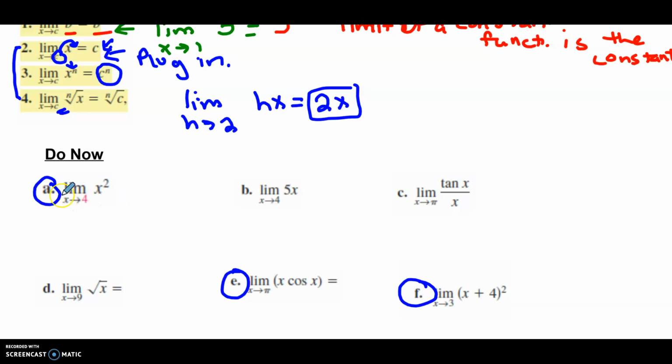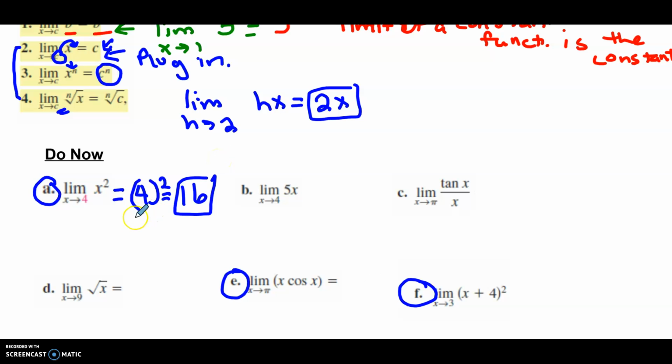So here, if I say the limit as x approaches 4 for x squared, well, there's the x. You're literally just plugging in that 4 for where you see that x variable, and you get, okay, 4 squared, well, that's equal to 16. So 16 is my answer.